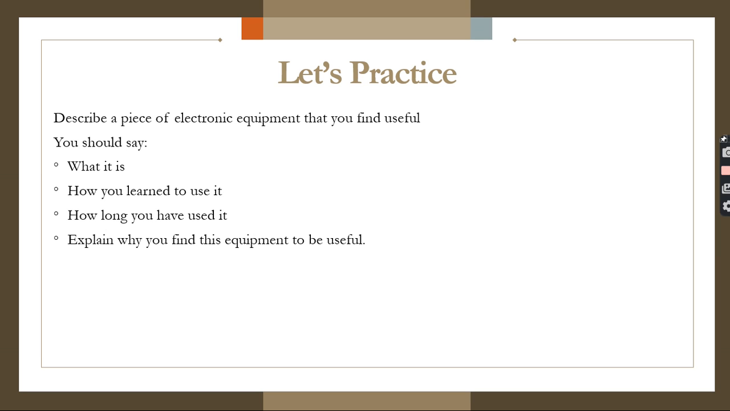There's also one example which I have given for practice. This is about describing a piece of electronic equipment that you find useful. To support this, you have four points: what it is, how you learned to use it, how long you have used it, and why you find this equipment useful. Over here you can take maybe smartphones or laptops, anything of your preference that you know the most, and you can speak about it.